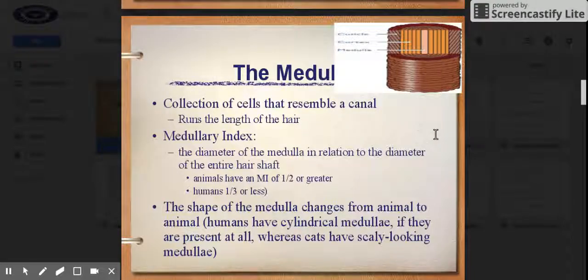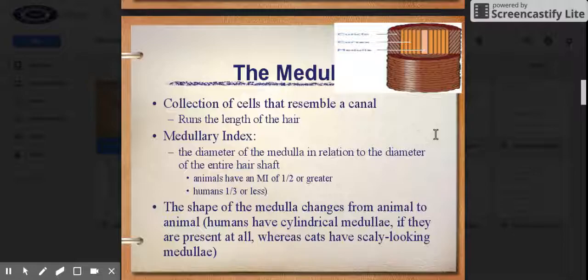Hi everyone, so we're going to pick up where we left off. We're going to talk about the medulla, which is the central portion of the hair shaft. This is a collection of cells that resemble a canal, and that runs along the length of the hair. There's also such a thing as the medullary index.